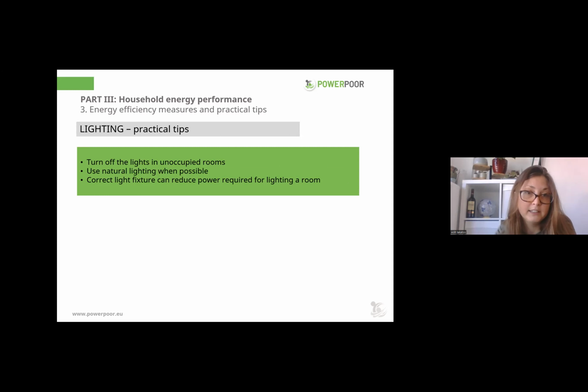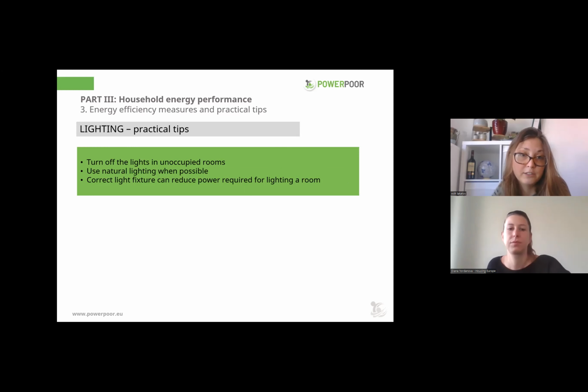In terms of lighting, we were talking about the LED lights, and some other tips include turning off lights in unoccupied rooms, using natural light when it's possible, and correct light fixtures. So where you place your lamp can actually reduce the power required to light your room. So think about where you will put your lamps.